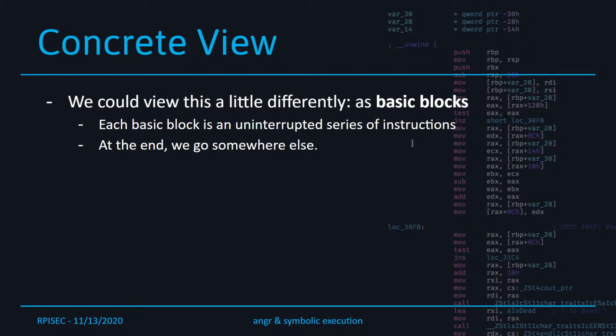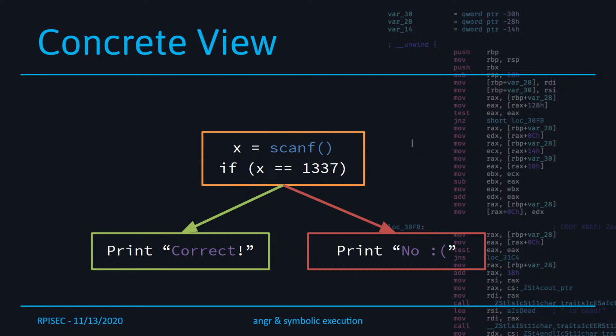And I think we've already covered the concept of the basic block, but we'll have a look at that again real quick. A basic block is just a sequence of instructions that runs uninterrupted. It goes from the start to the end, nothing can possibly change its path, and at the end, something happens. So for example, this is the kind of basic block representation of that program. We read the input, we say, okay, does it equal 1337? If so, we take this branch. If not, we take that branch.